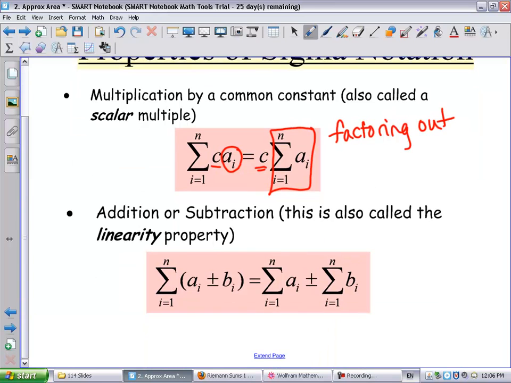And also if you have two formulas inside here and you're adding or subtracting them, you can split them up and add up all the a terms first and then add up all the b terms and then add the sums together. You can break sigma notation over addition or subtraction. And this is just like putting in parentheses to add up stuff in a different order.